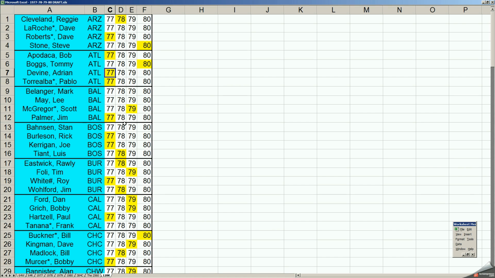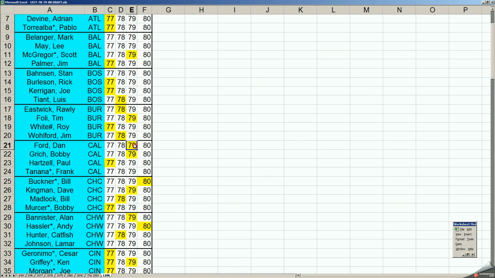All right, Baltimore, the strength of their team is their pitching, and Jim Palmer's 77 and McGregor's 79 are those 2 guys' best year of the 4. The Red Sox, defending world champs, nothing really sticks out except for in their follow-up defending the crown campaign. Burleson will be a better fielding shortstop. Tiant has another good year. Kerrigan doesn't really matter that much. Really nothing special about any of these guys on the Expos.